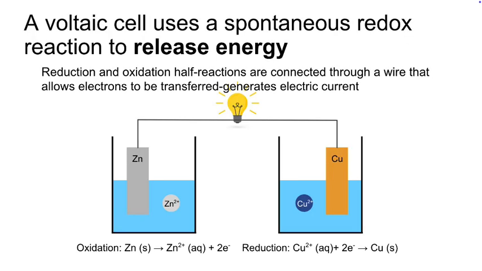Okay? So a voltaic cell uses a spontaneous redox reaction to release this energy. Where have we used spontaneous before?